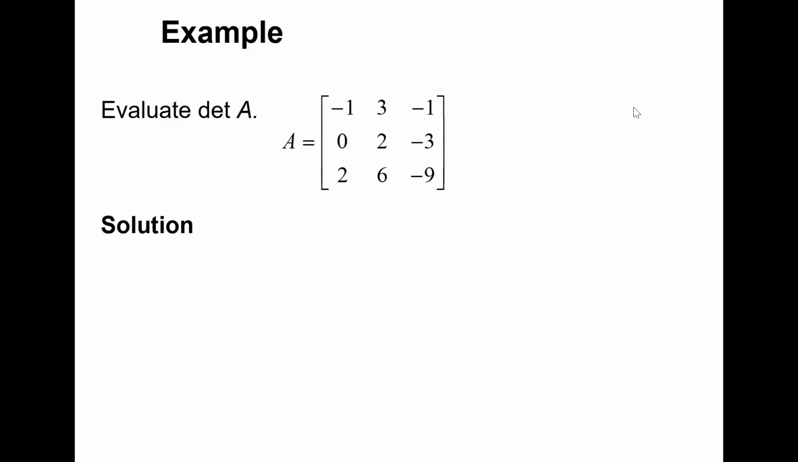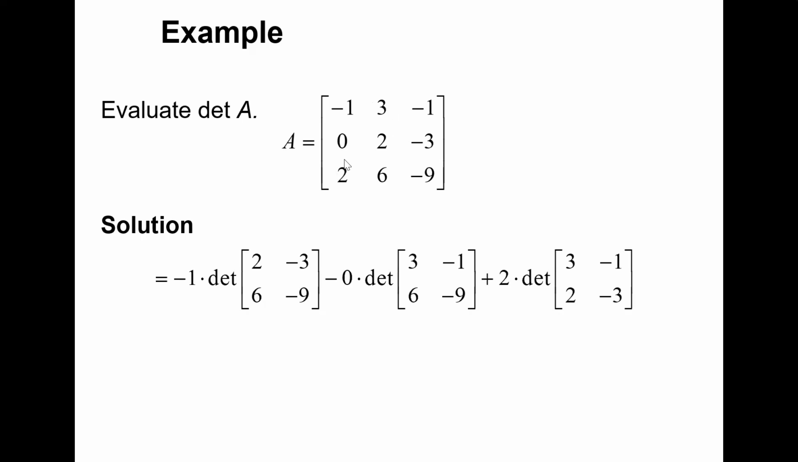All right, so let's evaluate this determinant. Again, remember, we're going to use our values here, here, and here, multiply them, and then we're going to use whatever our minors are to figure that out. So, first things first, minus 1. And then what's left over? Well, what's left over is the 2, minus 3, and 6, 9. So that's going to be our minor.